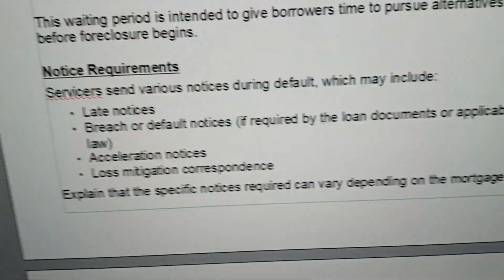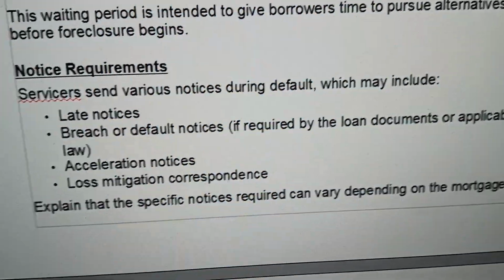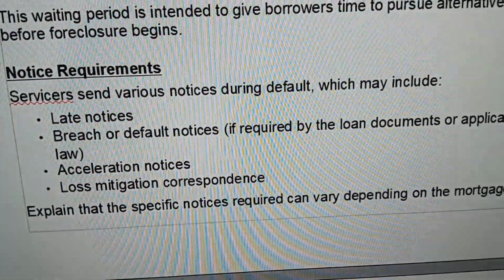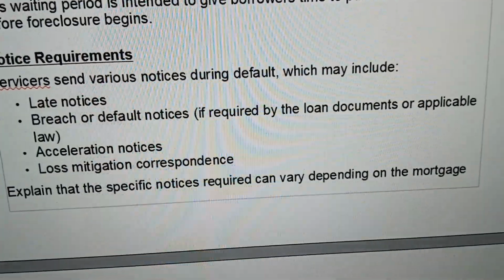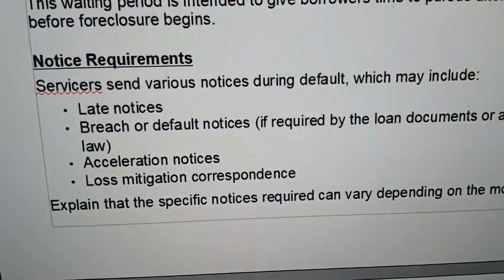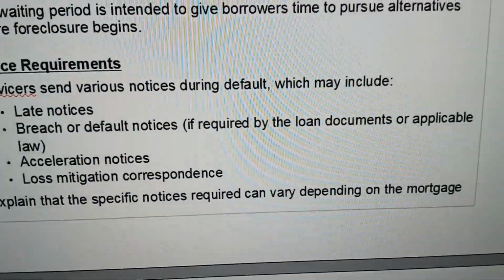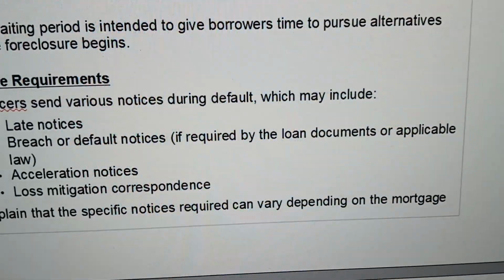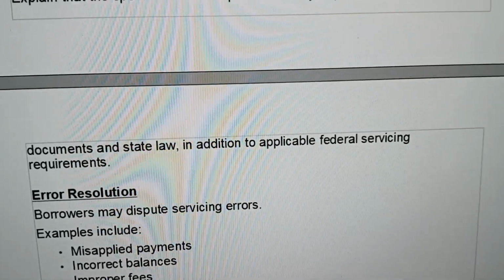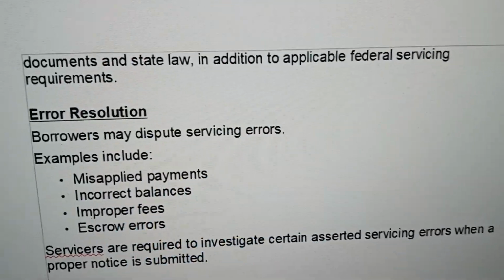Notice requirements. Servicers send various notices during default, which may include late notices, breach of default notices if required by the loan documents or applicable law, acceleration notices, loss mitigation correspondence. Specific notices required can vary depending on the mortgage documents and state law, in addition to applicable federal servicing requirements.